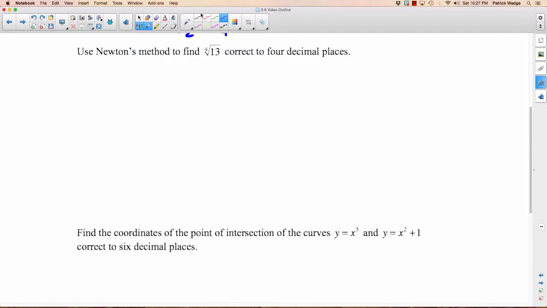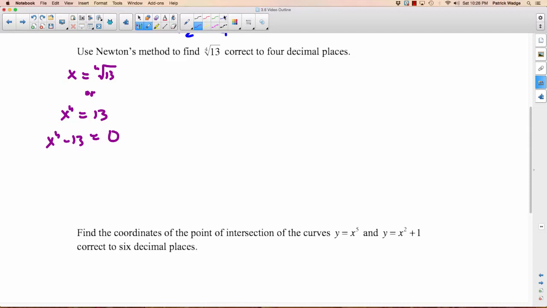Well, we need to write this in a way that we can use Newton's method. And the way we're going to do that is we're going to define this amount as x. So x equals the fourth root of 13. Well, if x is equal to the fourth root of 13, then what we could do to both sides is raise it to the fourth power, and you get x to the fourth equals 13. And then remember, to use Newton's method, we want it to be equal to 0, so just move the 13 over. x to the fourth minus 13 equals 0.